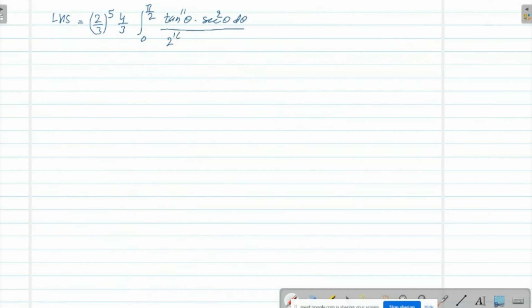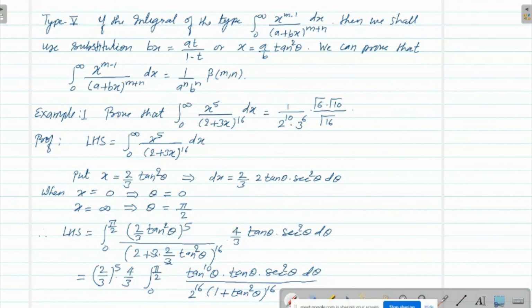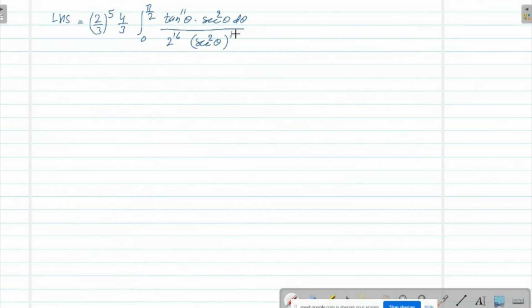And 1 plus tan square theta is what? Sec square theta. The whole raised to 16. Okay, so this is 2 raised to 5, I am writing like this, and divide by 3 raised to 5. Is there any change? No change.